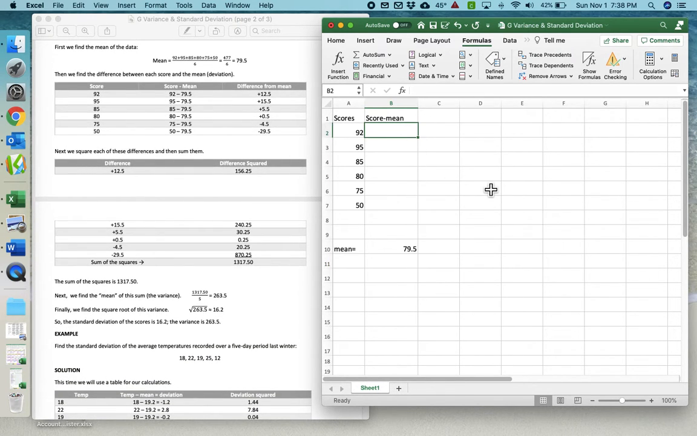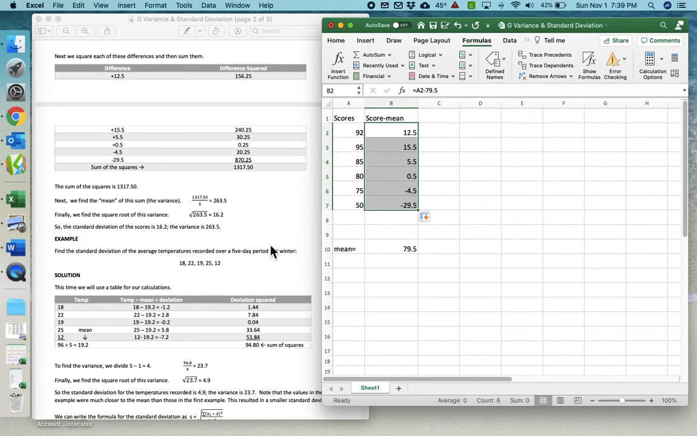So to find the difference, the score minus the mean, then we would say equals, and I'm going to take each of these scores and subtract off our mean of 79.5. And if I go down here to the bottom right and drag, it tells me each of those, and you can see it matches what we've got here on our worksheet. Next, we find the square of those. So the difference squared.